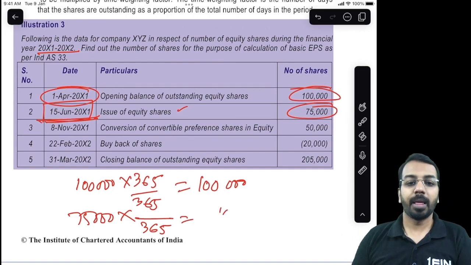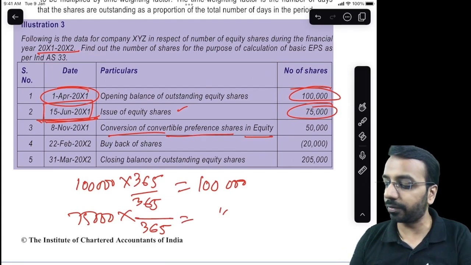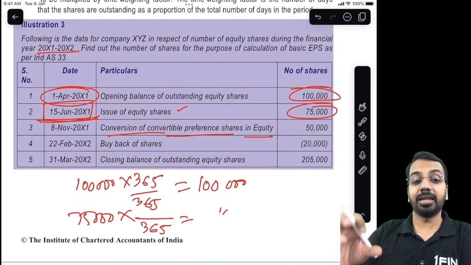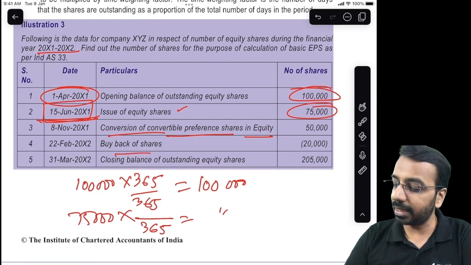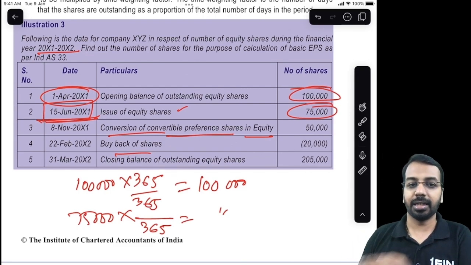Then if there are conversions of preference shares into equity, when it is being converted into equity, this also we need to consider for calculating the weighted average. Same way for buyback, and then accordingly we will see what the weighted average number of shares outstanding is, right?